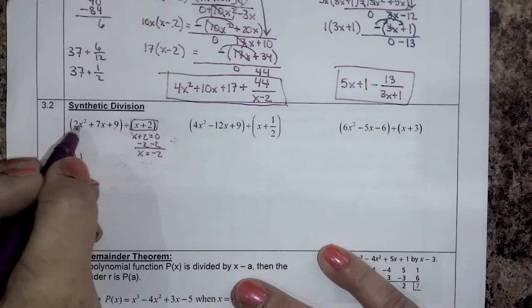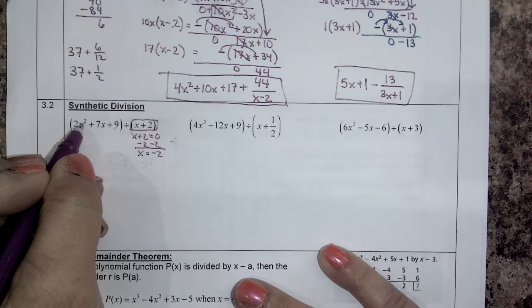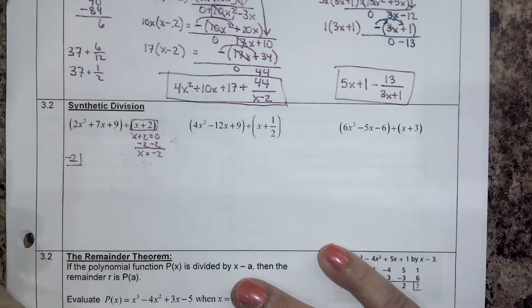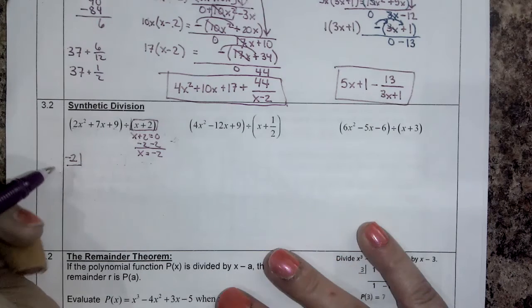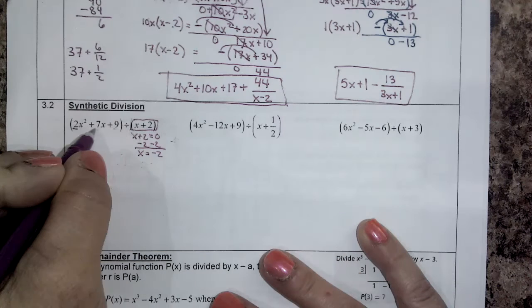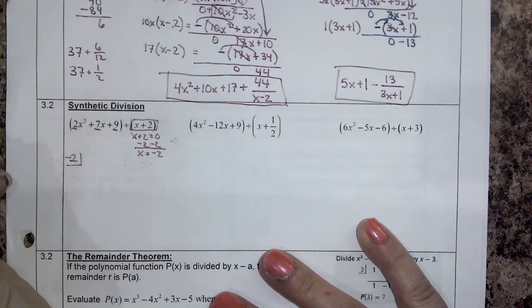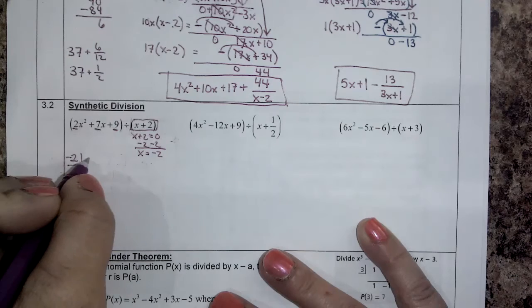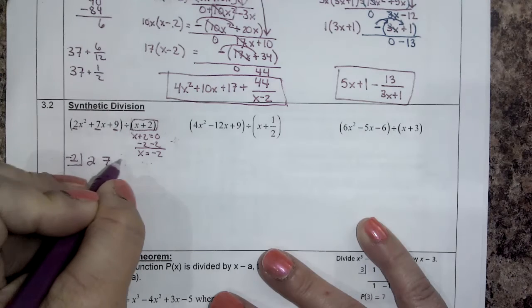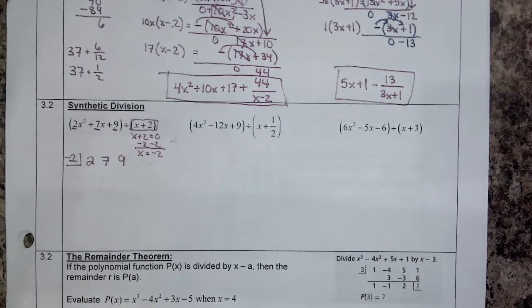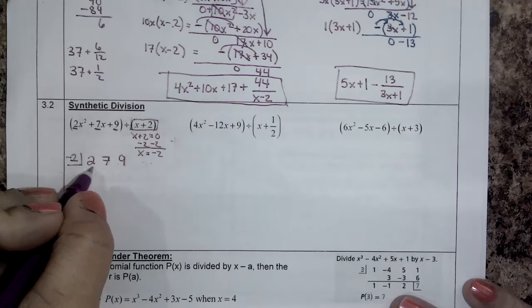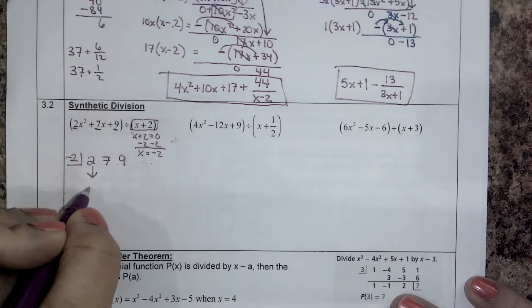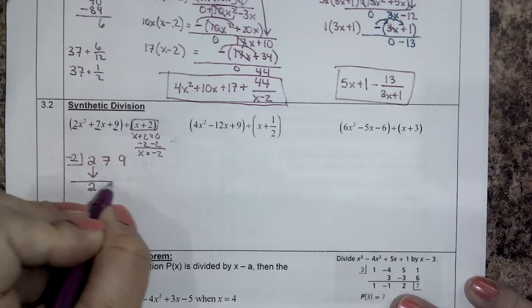The next thing we're going to do is come up here and make sure we're not missing a term. So I have an x squared, I have an x, and I have a constant. Okay, so none of my x terms are missing. My constant's not missing. And now I'm just going to take these coefficients, whether they're positive or negative, and those are what I'm going to bring down here. Okay, so now I'm going to bring my 2, my +7, my +9 down. Okay, first step in synthetic division, bring down that first term.